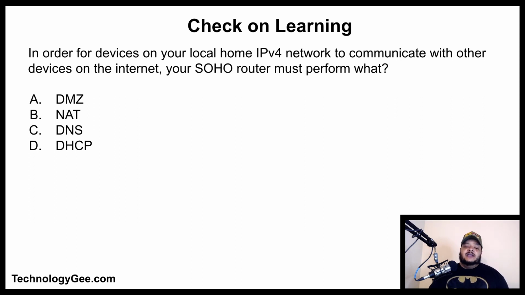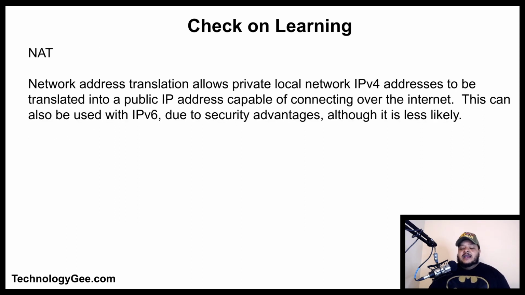The correct answer is NAT, Network Address Translation. Now remember, this allows private local network IP version 4 addresses to be translated into public IP addresses capable of connecting over the internet. This can also be used for IP version 6, but due to security advantages, it is less likely to be used. So network address translation is the correct answer, ladies and gentlemen.